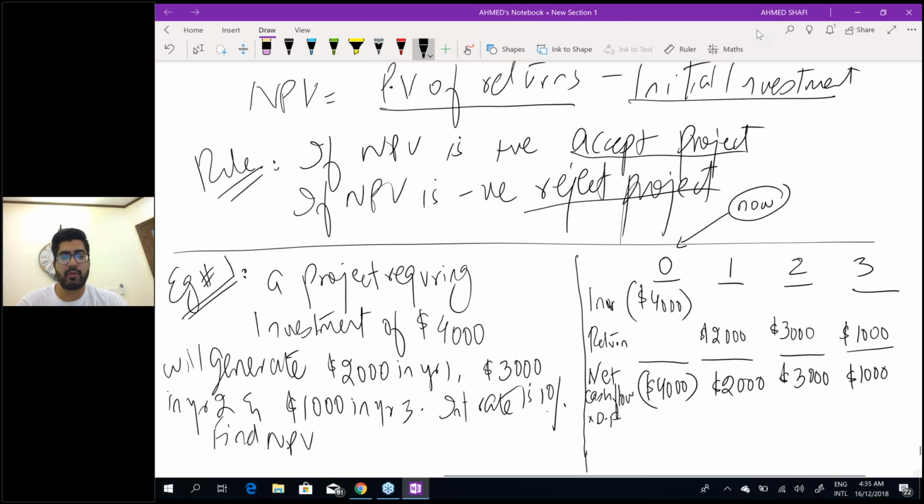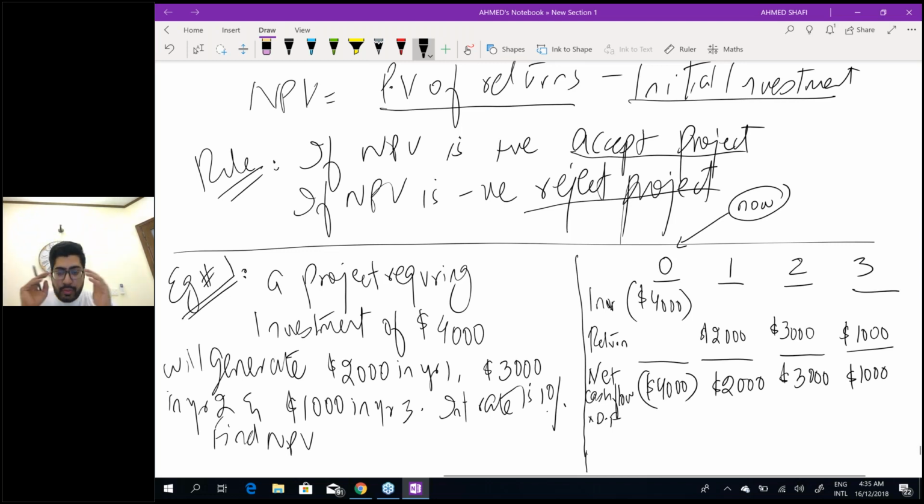Now, what is this discount factor? You see these cash flows of years 1, 2, 3. They are coming in later years, year 1, year 2, year 3. Their today's value will be different, right? Now you are receiving 2,000 in year 1, 3,000 in year 2, and 1,000 in year 3. You're receiving it after 1 year, after 2 years, after 3 years. The present value, today's worth of that money will be different.